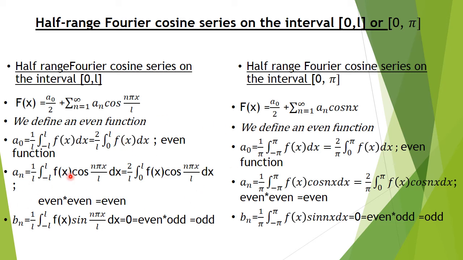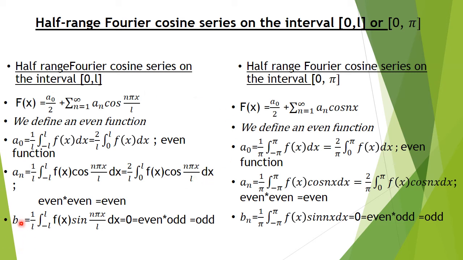Similarly, f of x is an even function and cos is an even function. Even into even is an even function. So what happens to the integration limits? It becomes 2 times the integral 0 to L of f of x cos n pi x upon L dx. So an even function into an even function is an even function, and it becomes 2 by L integral 0 to L f of x cos n pi x upon L dx.